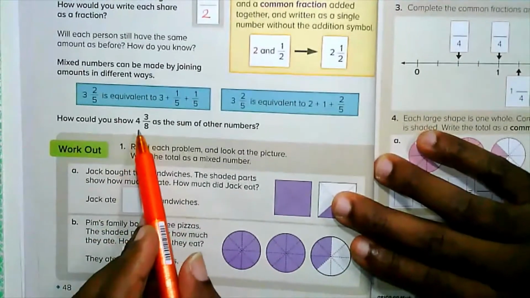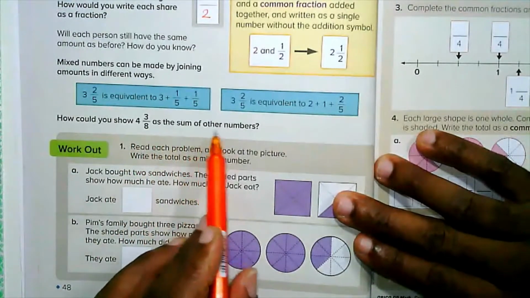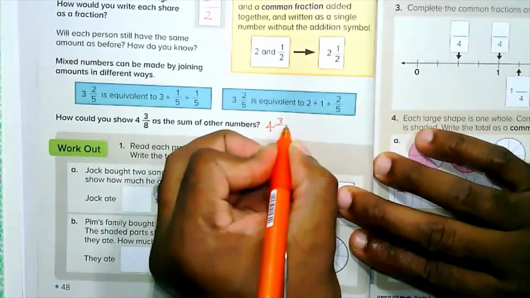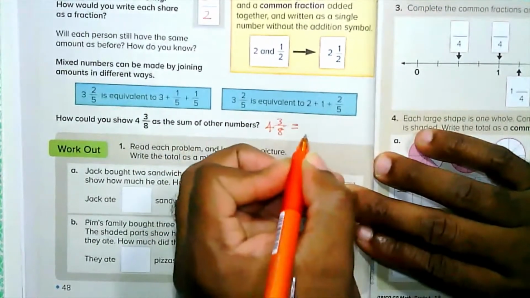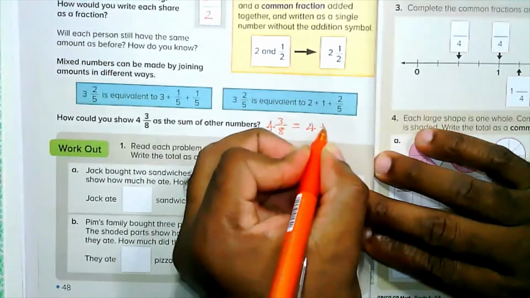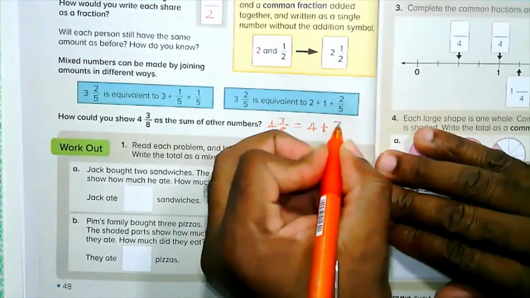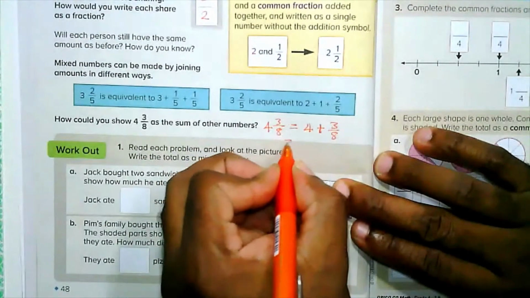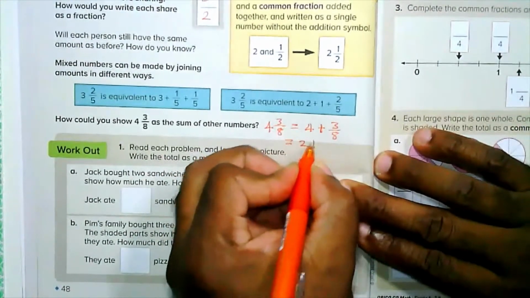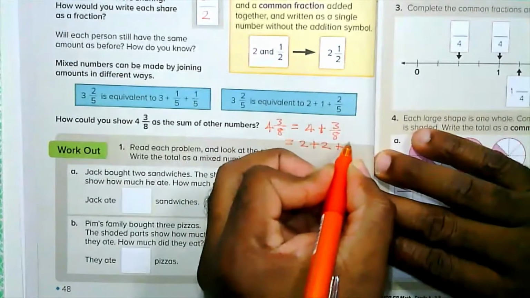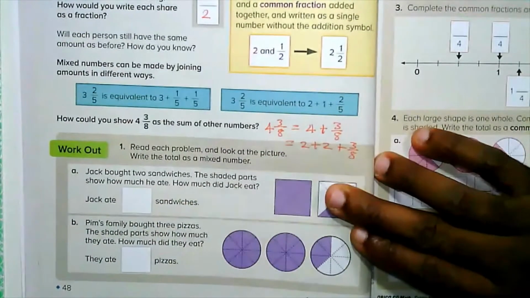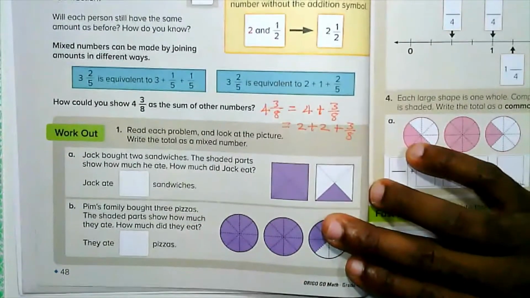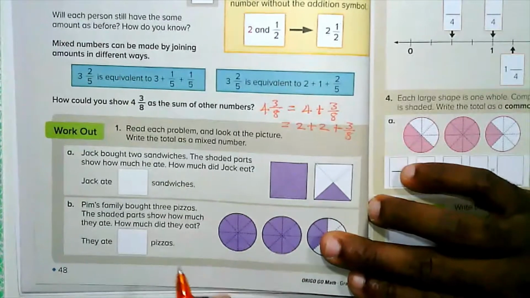So how could you show 4 3/8 as a sum of other numbers? We can show 4 3/8 to be 4 plus 3/8, or to be 2 plus 2 plus 3/8. We can show it in a number of different ways.